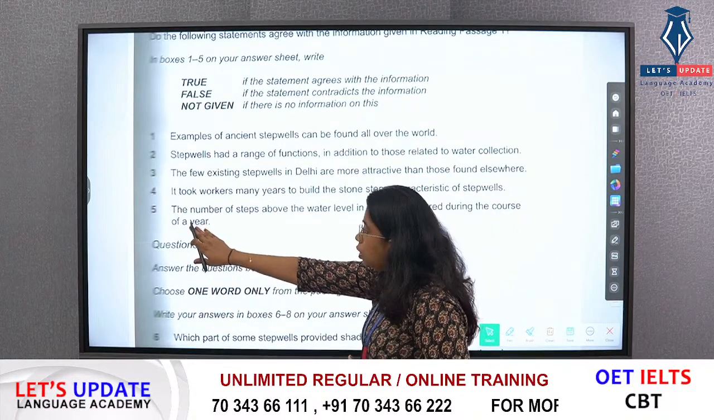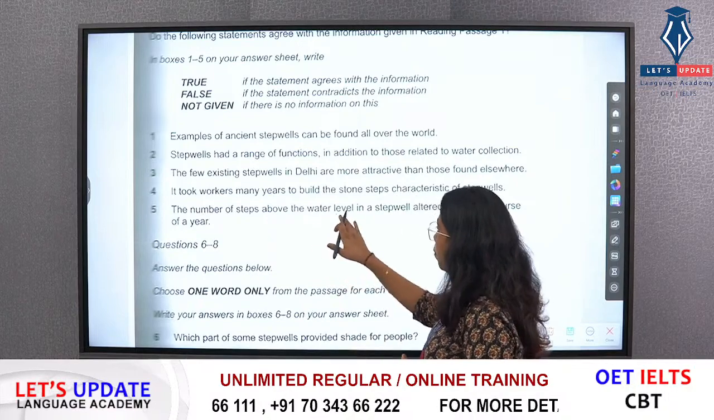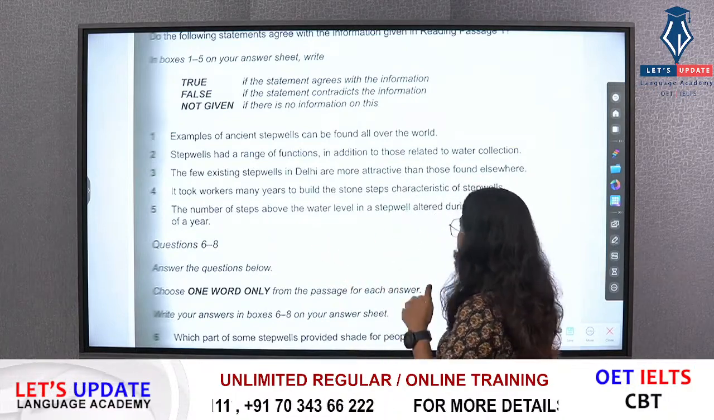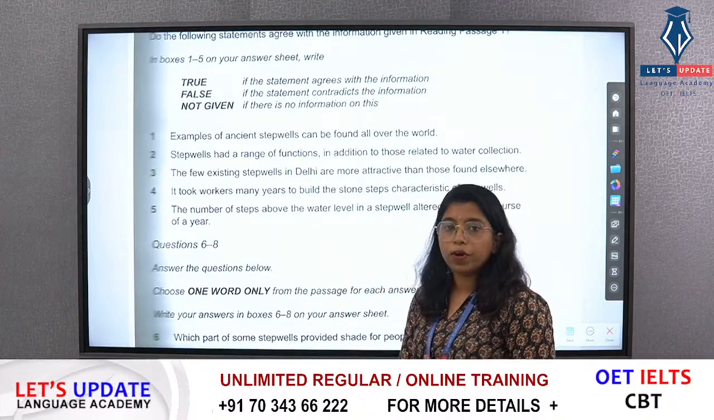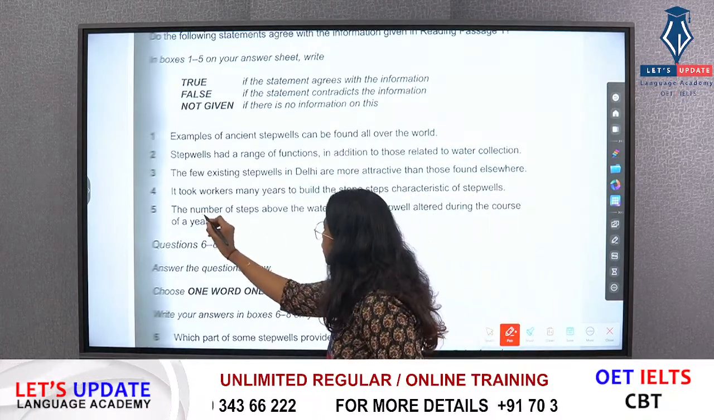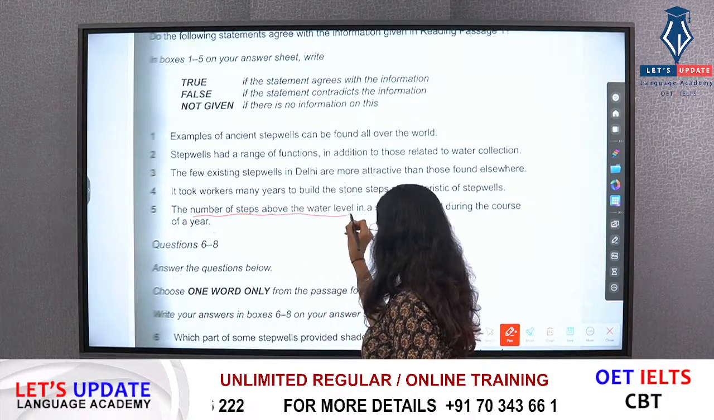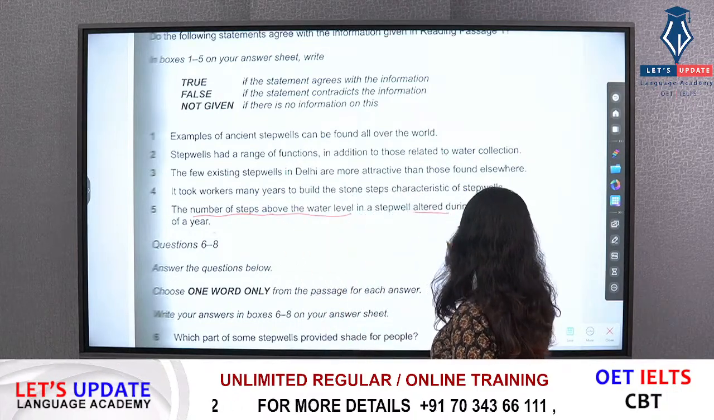Now moving to the last question of this task: the number of steps above the water level in a step well altered during the course of a year. So, number of steps above the water level altered.